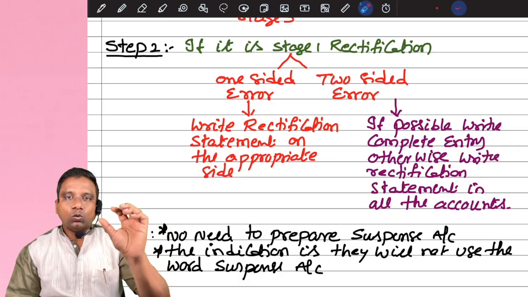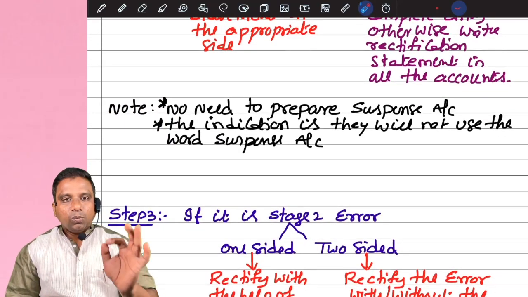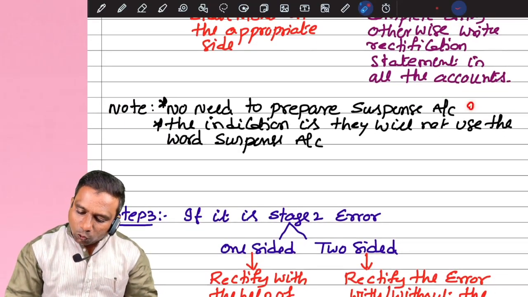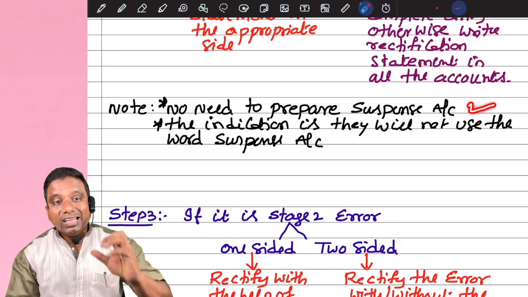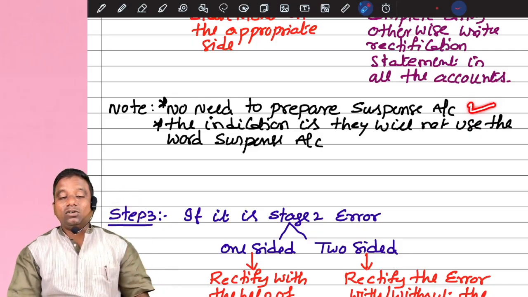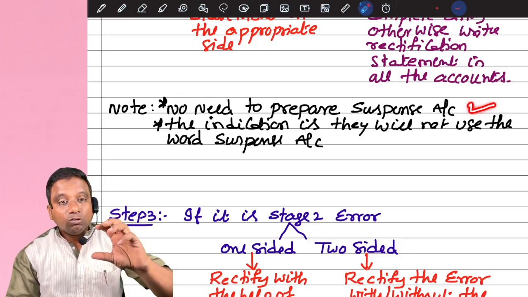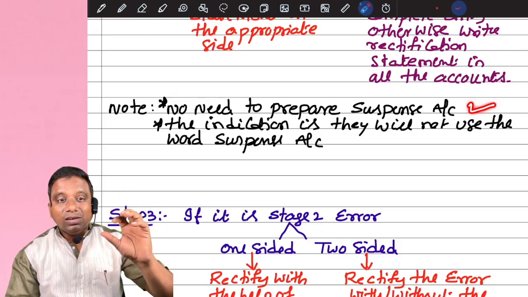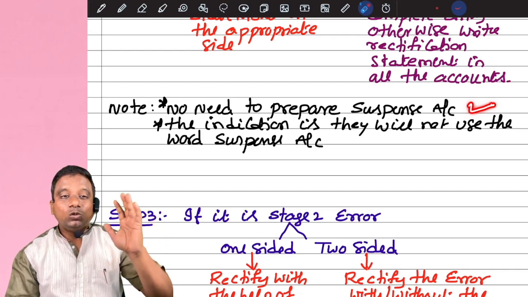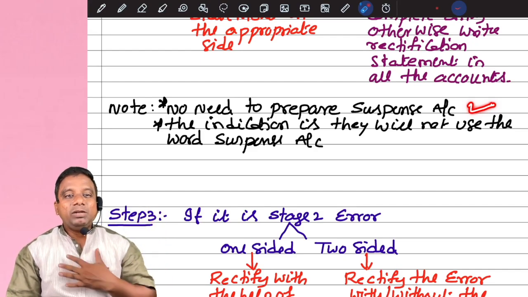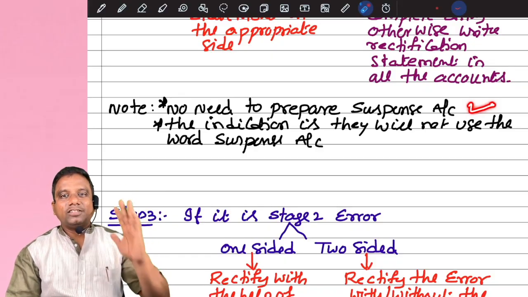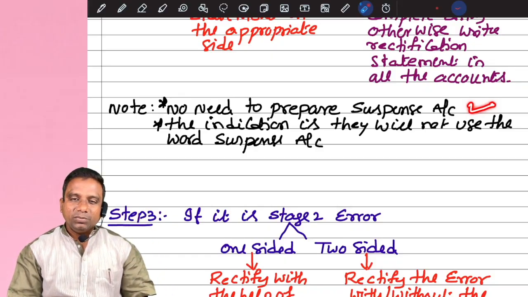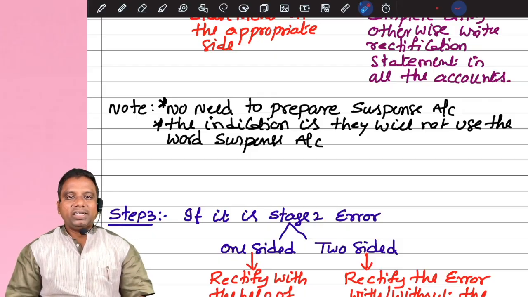This is stage 1 rectification. Important note point here: you need not prepare any suspense account. Why, sir? Because here we have not prepared the trial balance. When the trial balance is not prepared, you need not prepare any suspense account. If we prepare the trial balance and get any difference in it, that difference we transfer to the suspense account. So in stage 1 you need not prepare any suspense account.